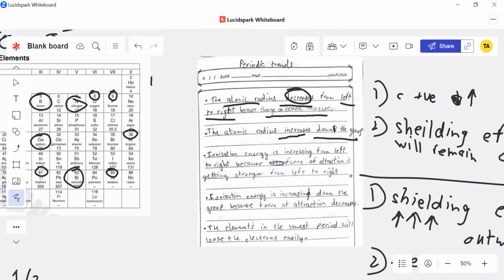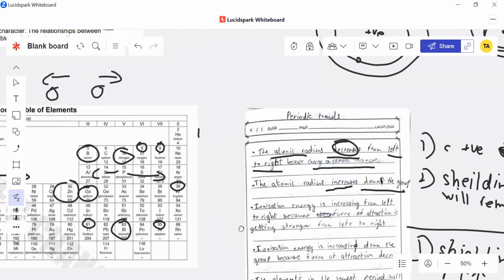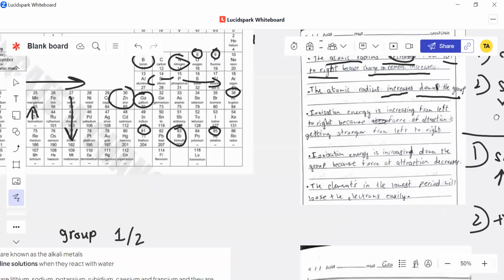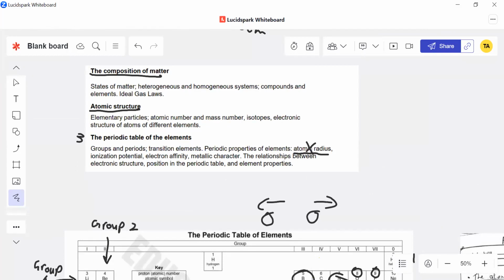So that was atomic radius. Atomic radius decreases across a period, going from left to right. So when you go from here to, let's say, here, the atomic radius decreases. But if you go down the group, the atomic radius would increase. That was atomic radius. Now, I'll talk about ionization energy. So we're done with atomic radius.